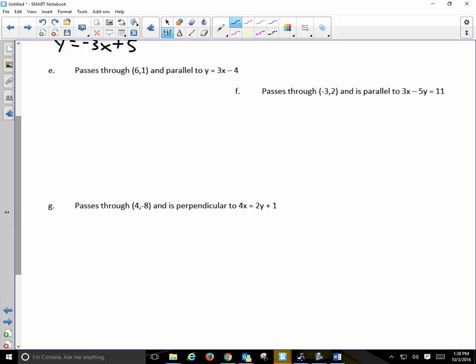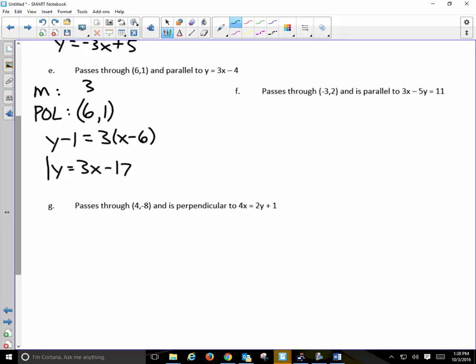How about a line that passes through 6, 1 and is parallel to 3x minus 4? I know the point on the line is 6, 1. Why? Sounds good. Again, every time, slope, point on the line. Point on the line is negative 3, 2. But it says it's parallel to 3x minus 5y is equal to 11.